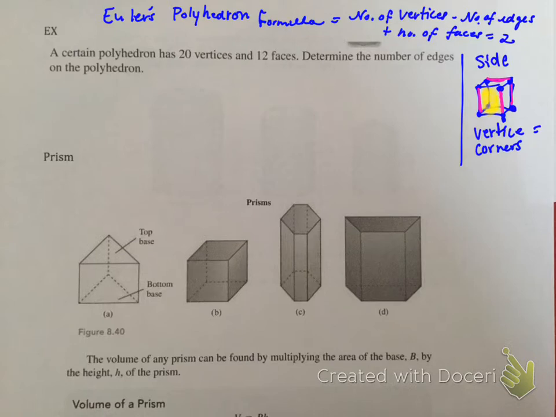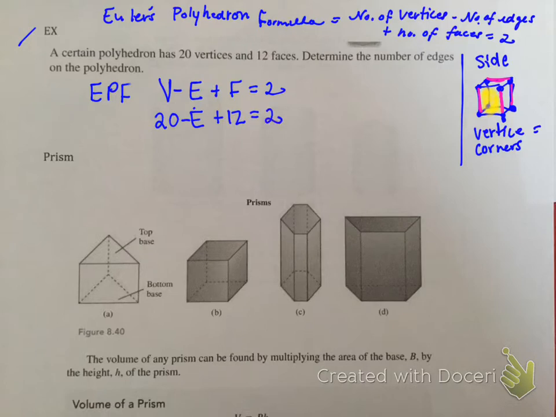Okay, so now that we have that taken care of, it says in the example, a certain polyhedron has 20 vertices and 12 faces. Determine the number of edges of the polyhedron. So Euler's polyhedron formula says that the number of vertices minus the number of edges plus faces equals 2. So that's what the formula says. Okay, so vertices is 20. We don't know how many edges we have, but we know we have 12 faces, and this equals 2. So if I have to determine the number of edges, what I have to do here is isolate E.